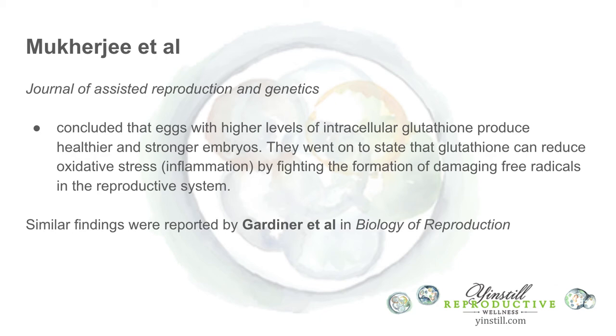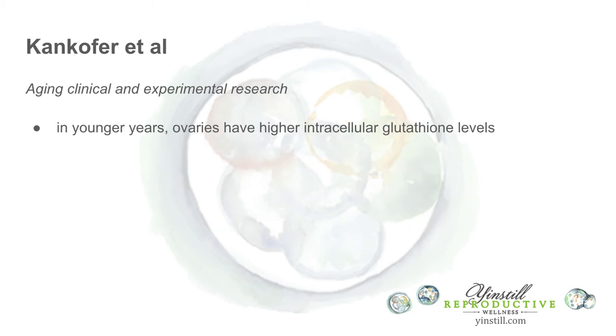Glutathione is, it's just showing, again, it's the cell's primary antioxidant, and across the board, to put it bluntly, low levels of glutathione are a marker for disease and premature death of the cell and the human, for that matter. Another study done by Vancouver et al., published in the journal Aging Clinical and Experimental Research, found that in younger years, ovaries have a higher intracellular glutathione level.